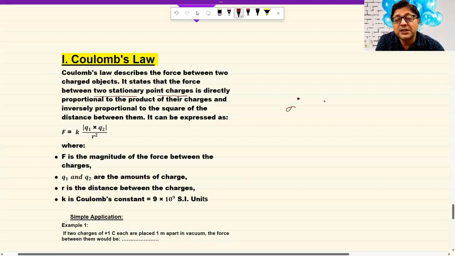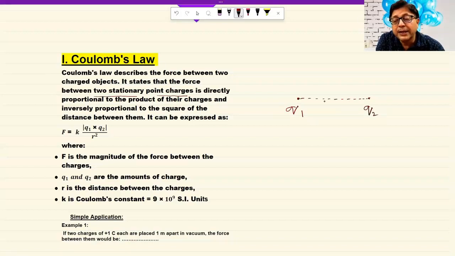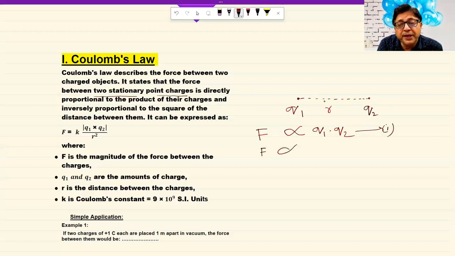Imagine there are two charges Q1 and Q2 in air. In today's class all the discussion will be in terms of the medium air only. Charges are kept in air, and we are going to discuss what kind of force of interaction there will be. According to Coulomb's law, these two charges will interact, maybe attraction, maybe repulsion, but that force F is directly proportional to Q1 multiplied by Q2. This is number 1. And number 2, F is inversely proportional to the square of the distance of separation between them. This is actually the inverse square law.